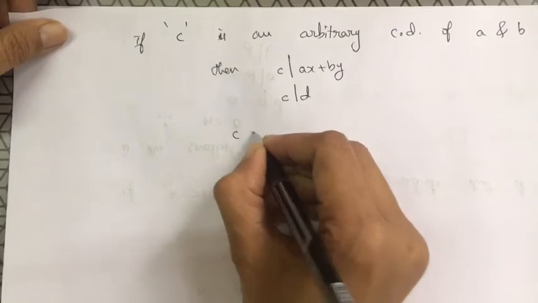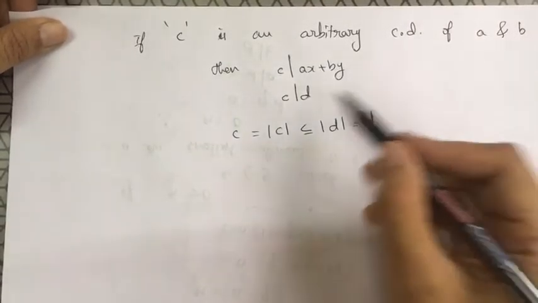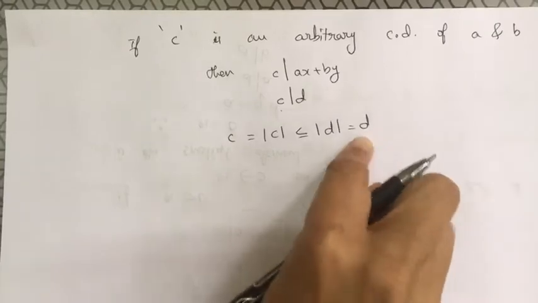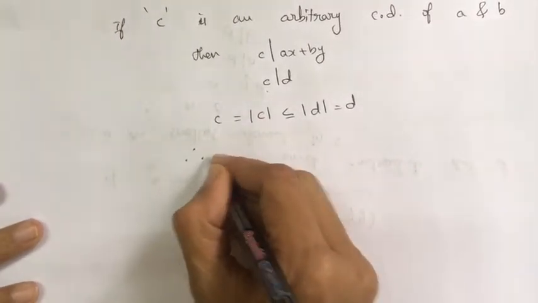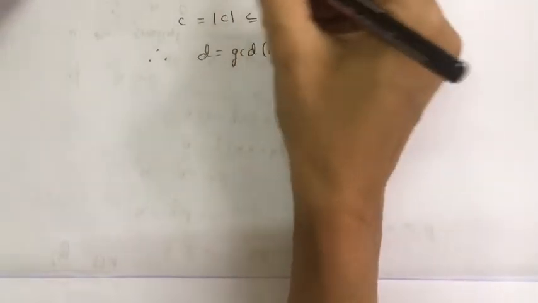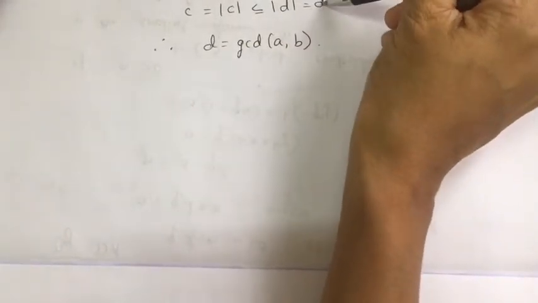When this is the case, we know that C must be less than or equal to D. So D is greater than every positive common divisor of A and B. Therefore, I can say D is nothing but the GCD of A and B. We have proved D divides A and B. Then if there exists any positive common divisor of A and B, say C, then that is less than or equal to D. In this case it must be equal to D. Therefore D is the GCD of A and B.